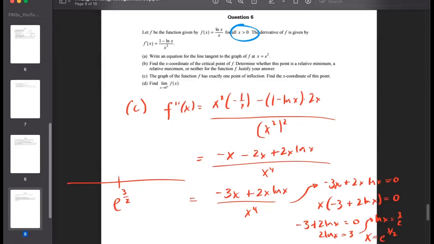So really you need to plug in maybe 1.5, and x is equal to, let's do something like 5 just to make sure. And it changes direction. It goes from negative to positive. So the point of inflection is changing direction. So we can say that this is going to be a point of inflection at e to the power of 3 halves.